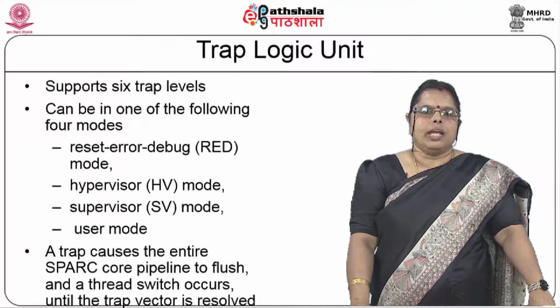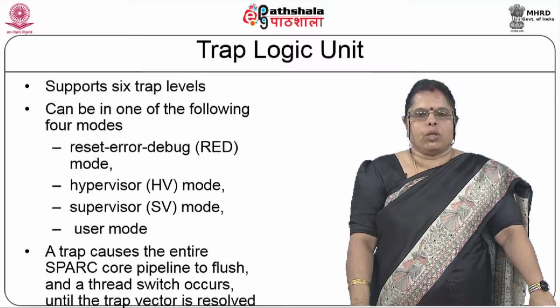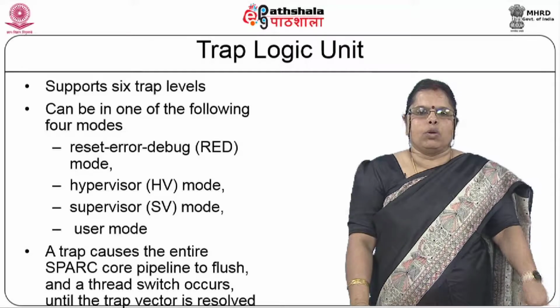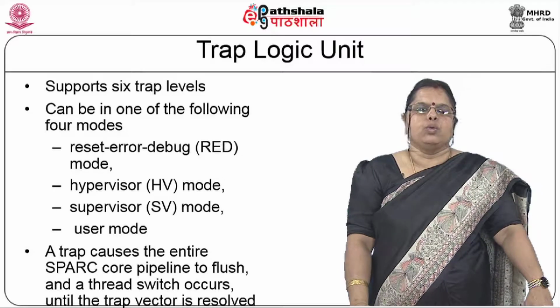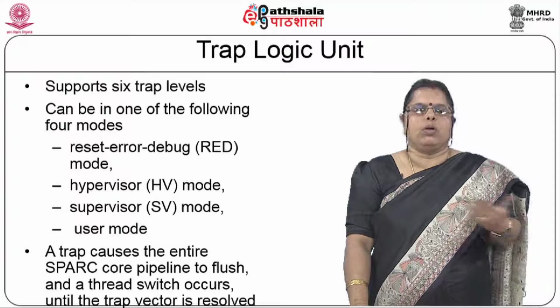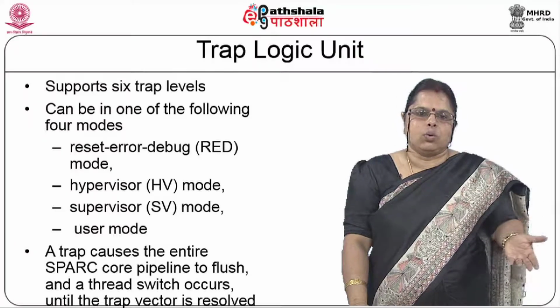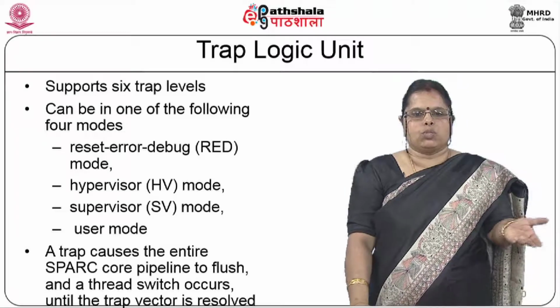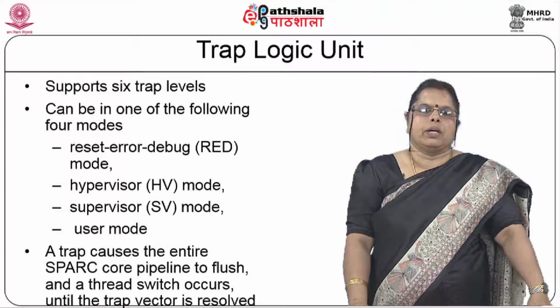And if you look at the TLU, which is the trap logic unit, it supports 6 trap levels. It can be in any one of the following modes. It is a reset error debug mode, which is a red mode. It is a hypervisor mode where you are trying to go in for virtualization support. It is a supervisor mode, and it is a user mode. So user mode, supervisor mode we are already familiar with. So depending on certain privileged operations which will have to be done only in the supervisor mode, you will have to switch to the supervisor mode. Hypervisor mode is when you are looking at a virtual machine implementation.